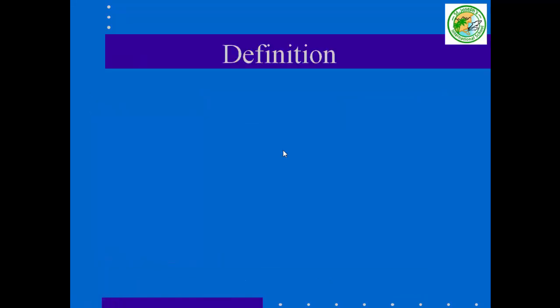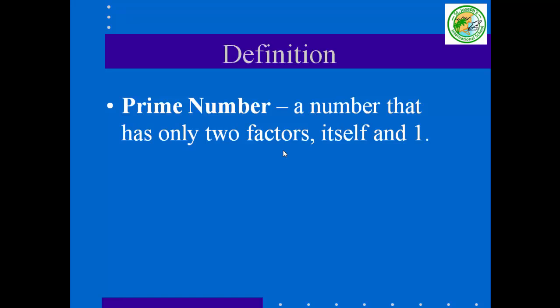Let's take another definition. Some numbers are called prime numbers. What about prime numbers? A prime number is a number that has only 2 factors. For example, if I ask you about the factors of number 5, number 5 equals 1 times 5, only 1 times 5. You can't find number 5 in any other times table. So 5 has only 2 factors, which are 1 and 5 itself.